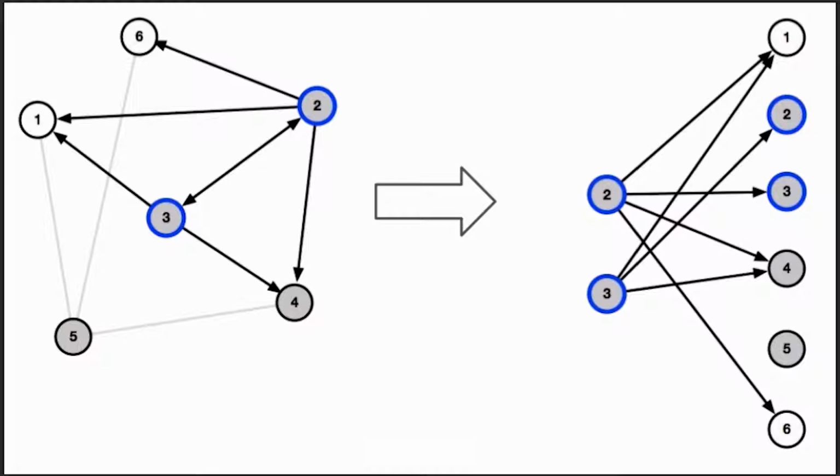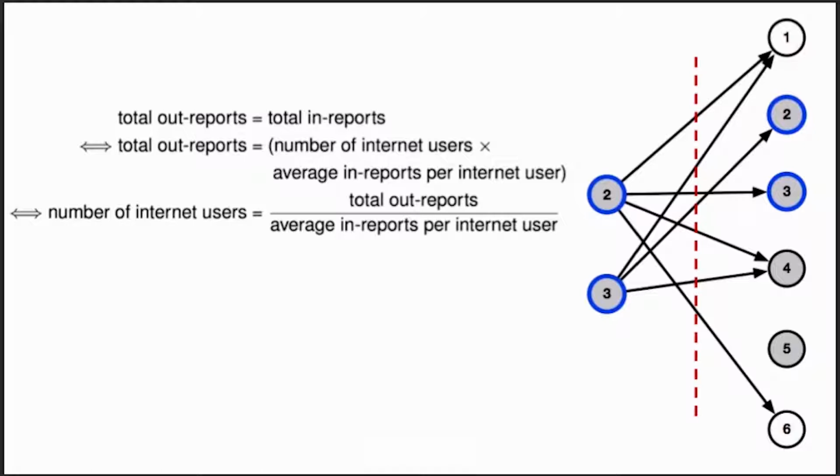Now all the people who are making reports are on the left-hand side, and all of the people who could potentially be reported about are on the right-hand side. Of course, people can both make reports and be reported about. This structure makes it clear that every report that's made leaves the left-hand side and arrives at the right-hand side. That means we have a population-level identity, which says that the total number of out reports has got to be equal to the total number of in reports.